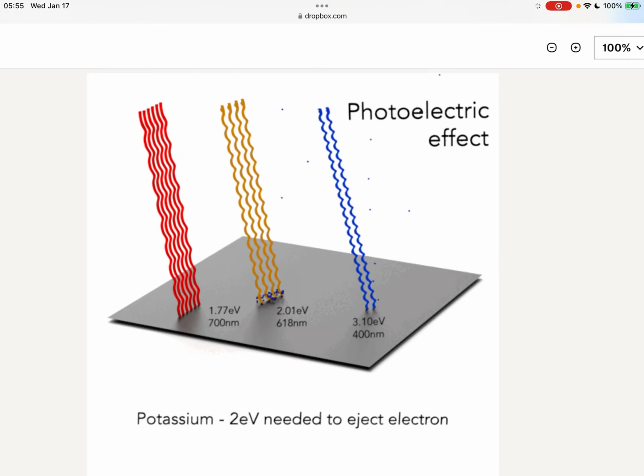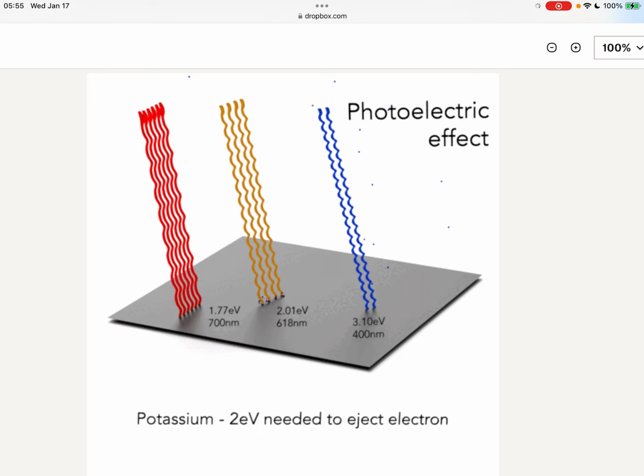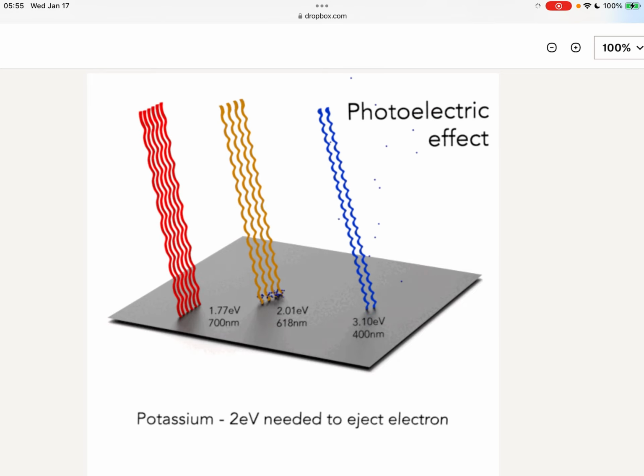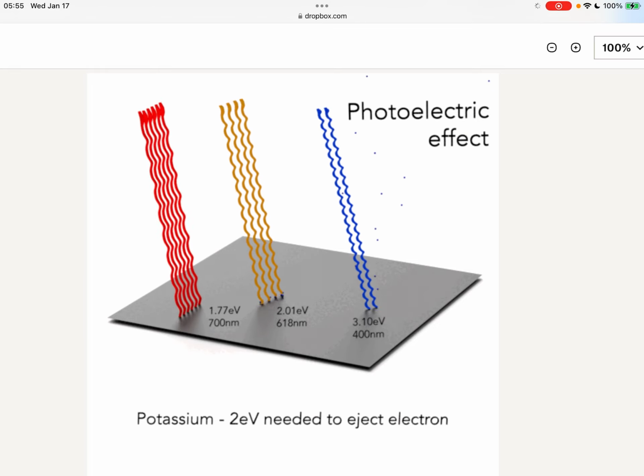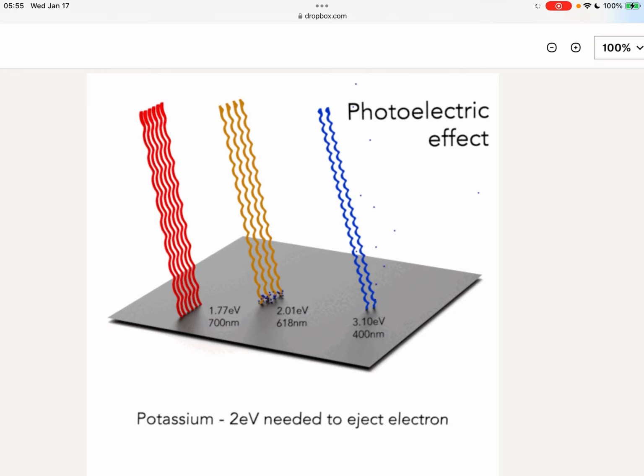Okay, so here's an overview of one of the problems that a lot of people had trouble with on the photoelectric effect. Just an image here to start with. Again, remember that one of the key ideas in the photoelectric effect is that depending on the wavelength, we'll get electrons ejected or not.